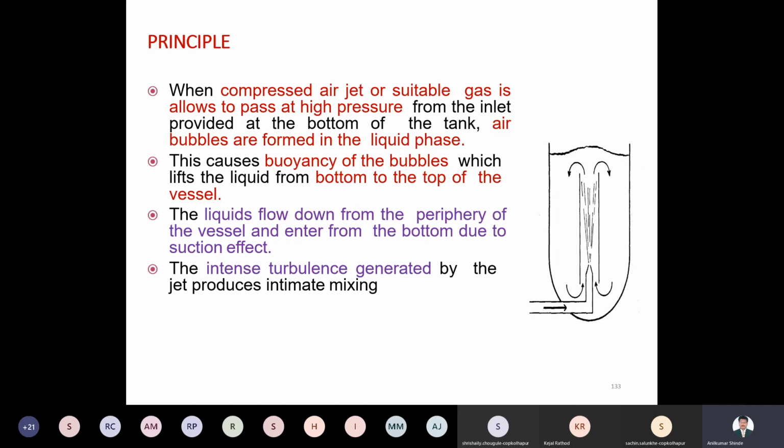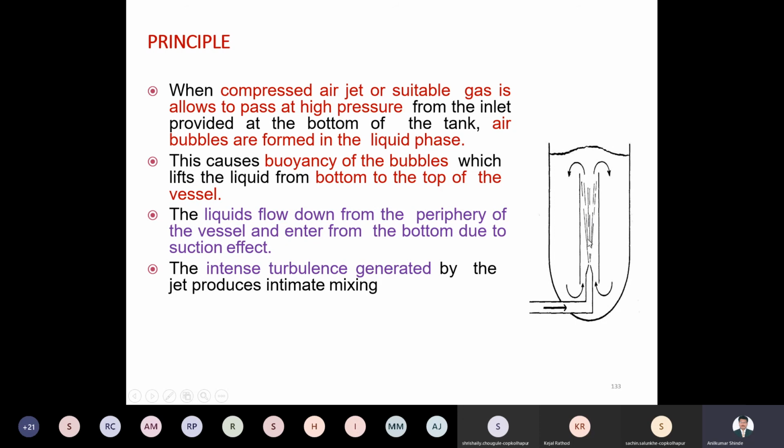So this is the air jet type of mixer. The main principle is a compressed air jet. If you have seen these containers containing different low viscous materials, in that low viscous material we can pass compressed air. This is at the bottom side of the container or vessel, where we pass the air.